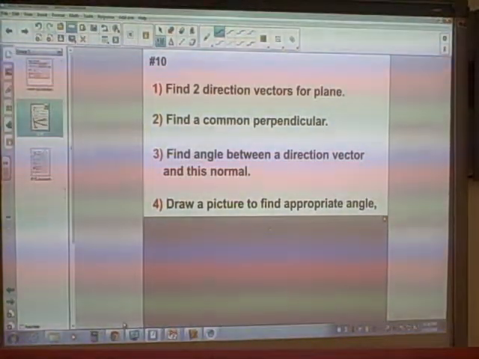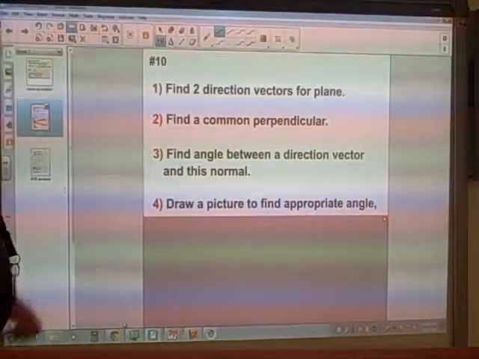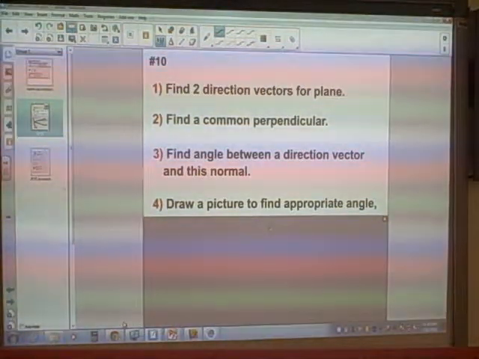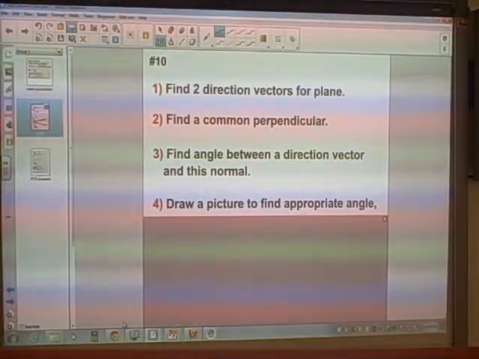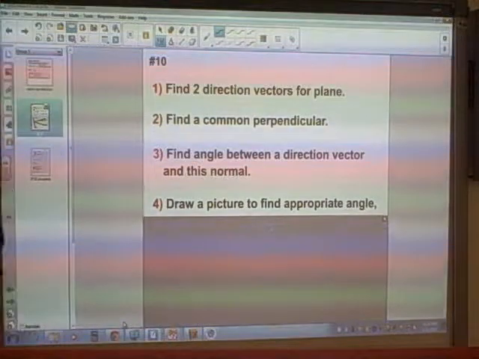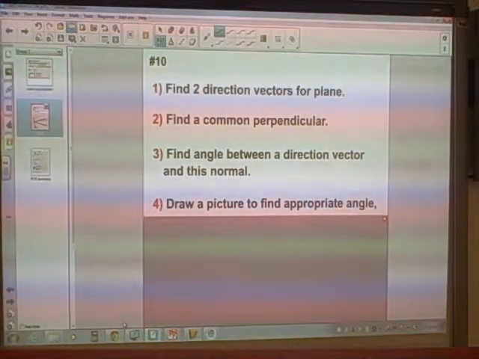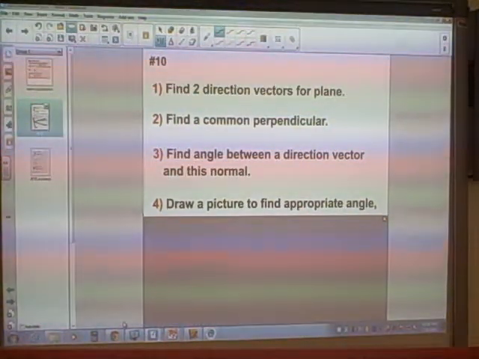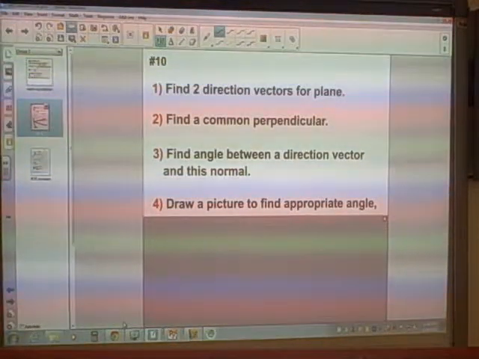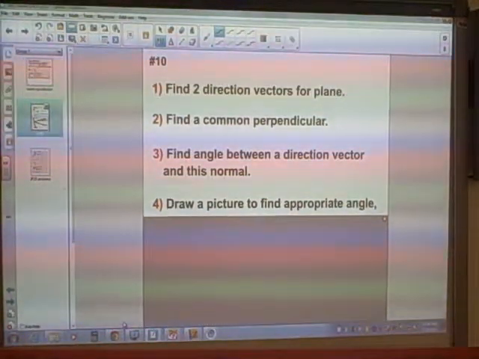This is our third lesson. It says lesson 4 at the top here. This is our third lesson from chapter 13. And the question we're going to look at today is the angle between a plane and a vector. Before, we've looked at angles between vectors, when we used the dot product to find that.